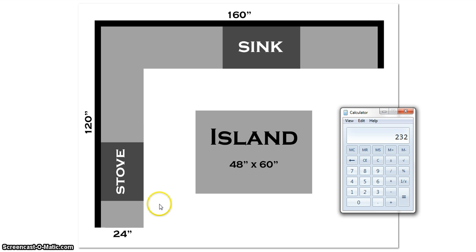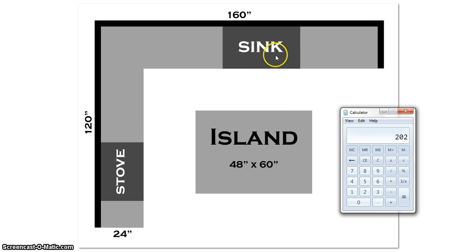Our next step is to subtract from that 232 the areas that are not going to be using the lazy tile. For us, it's the stove and the sink area. The standard stove width is 30 inches. So from our 232, we're going to subtract 30. That gives us 202 inches.